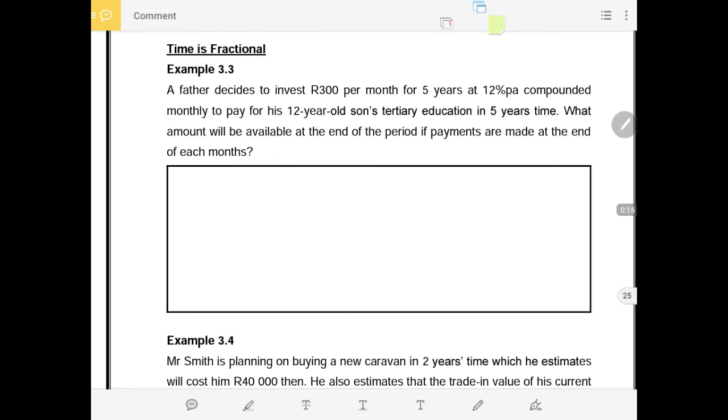We are still dealing with the topic of annuities. Very lovely topic, and we are still at the introduction stage. There is still more to come in this chapter. I'm telling you, there is still more to come.